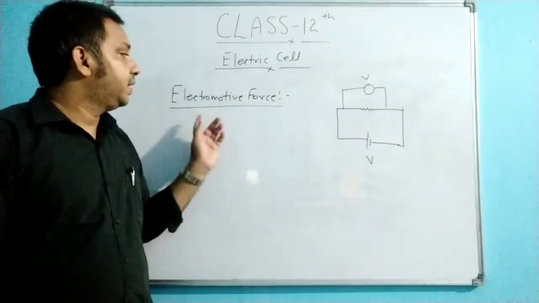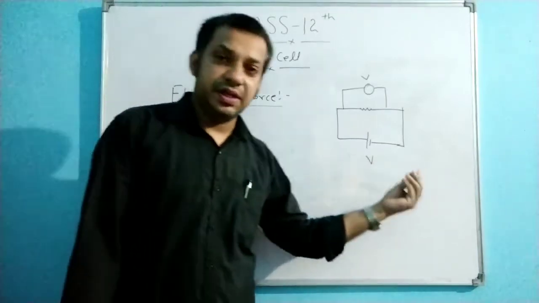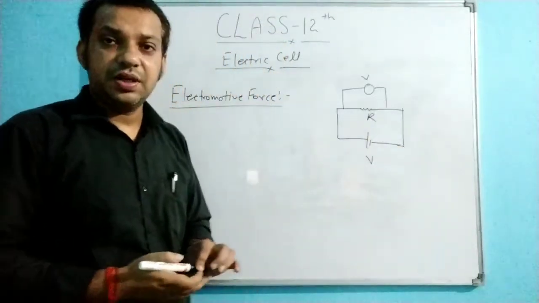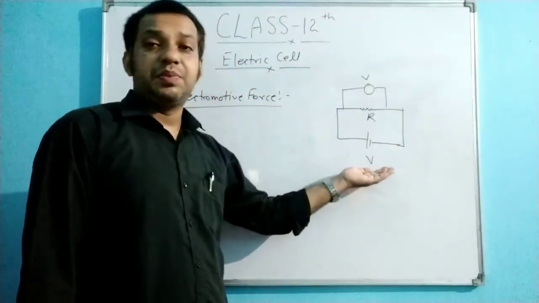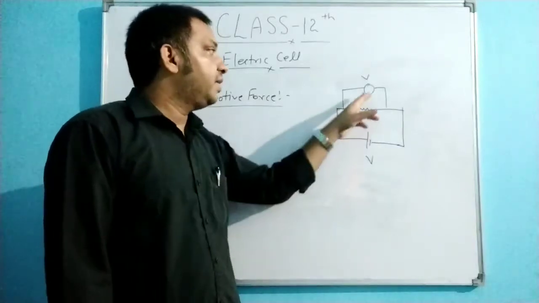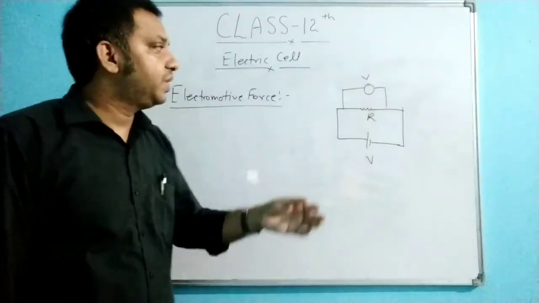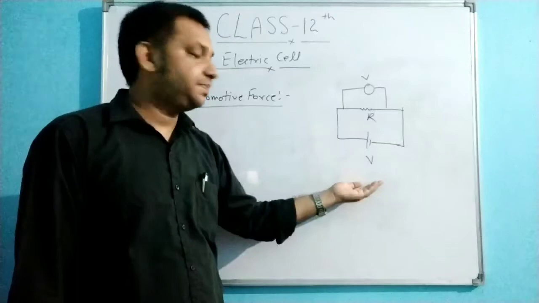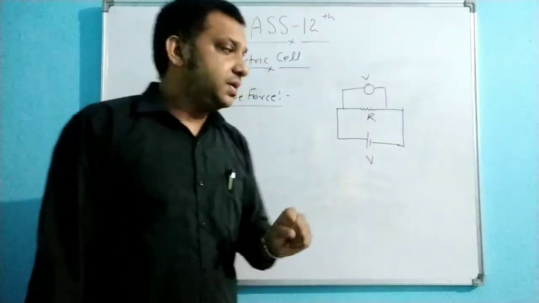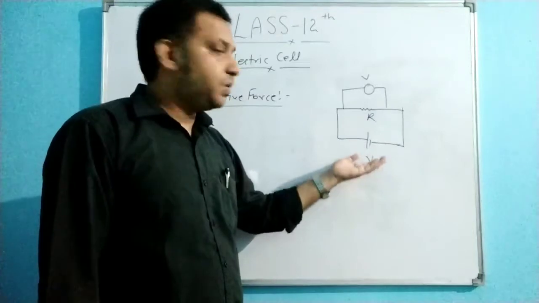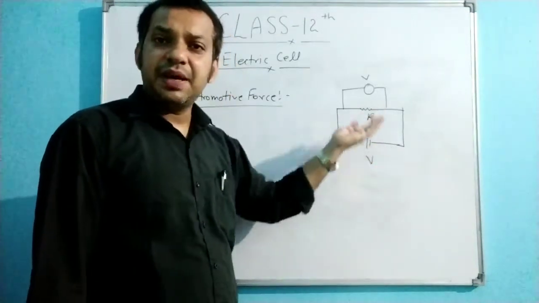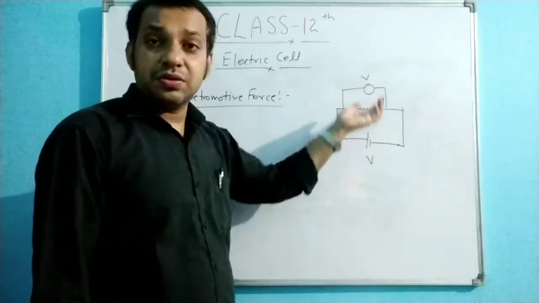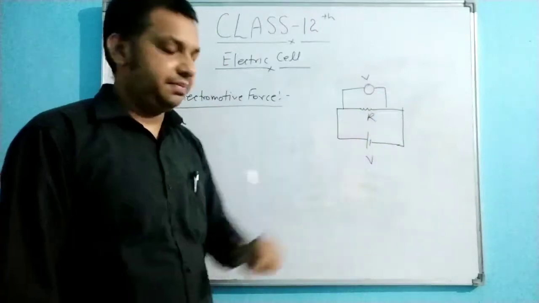To understand the electromotive force, we just see a small circuit here. A resistance R is connected across a cell, whose potential difference across the electrodes is V. If you connect the voltmeter across this resistor, you will get a reading equal to the applied voltage of the cell. This is because the cell and the resistor are connected in parallel combination. That is why whatever potential is supplied by the cell comes across the resistor, and the voltmeter indicates the same.